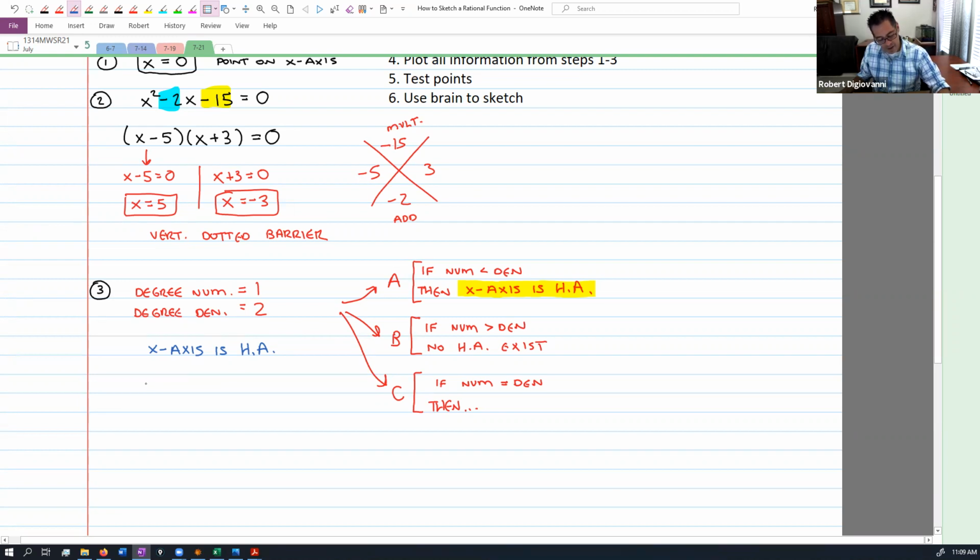So this is a horizontal asymptote. I called it a magnet, okay, right? That pulls the graph toward it at the ends only.